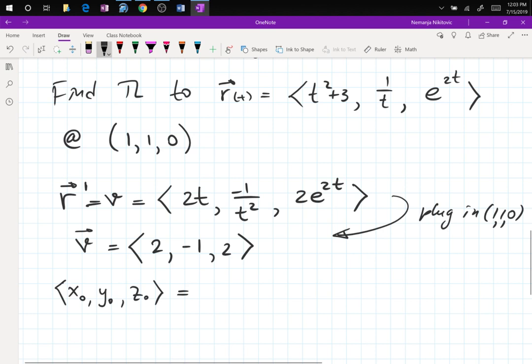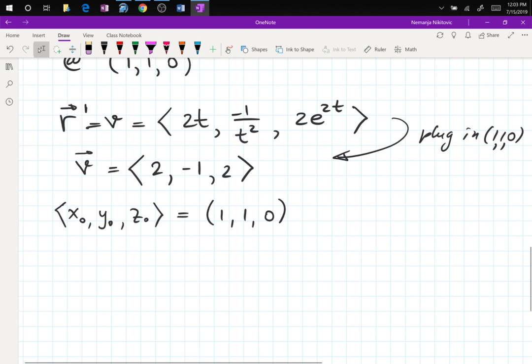Which is when I plug in the point. No, sorry, x0, y0 is actually equal to 1, 1, 0. There we go. That's already given to us. And now I can just put the tangent line together.